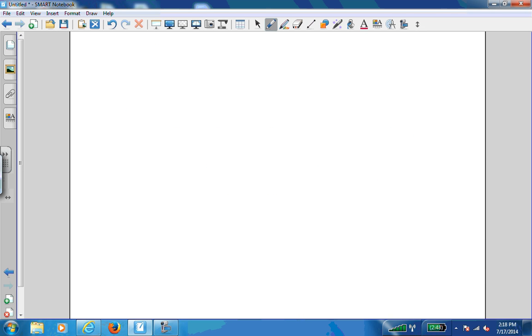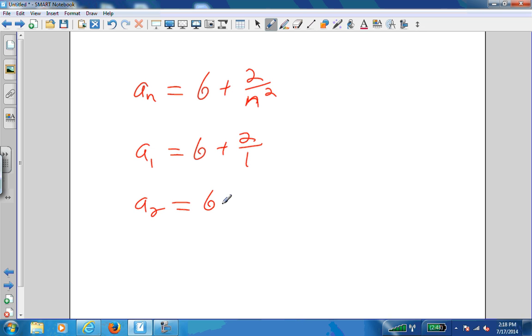Then there are a few where we're asked to find the limit of a sequence. If we have a sequence defined in this manner, and we're asked to find the limit of that, just think about it: the first term is 6 plus 2 over 1 squared. The next term is 6 plus 2 over 2 squared. The next one is 6 plus 2 over 3 squared. Then 6 plus 2 over 4 squared.